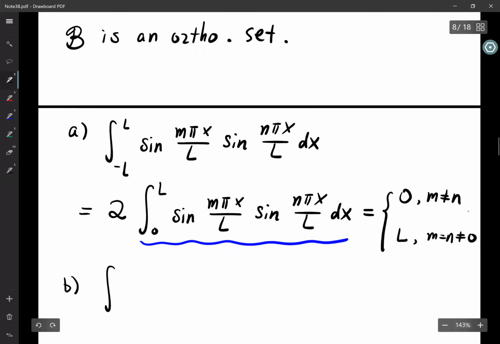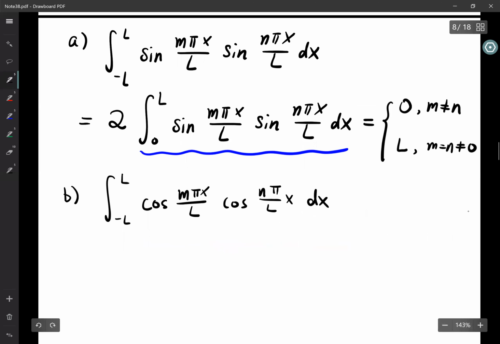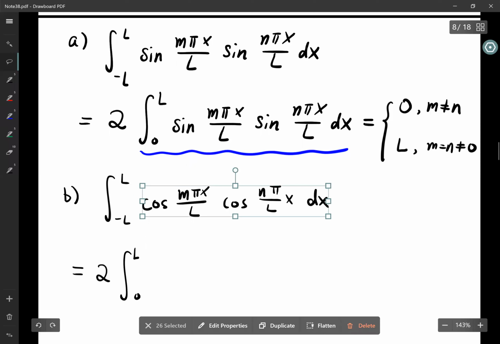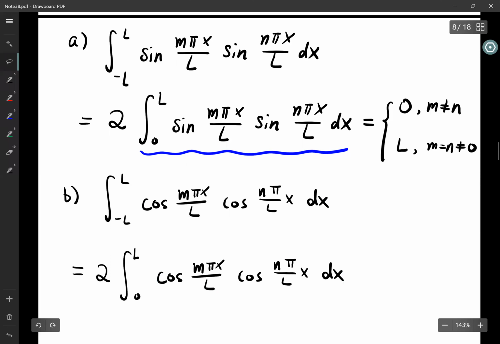The second part is, let's say I take cosine times cosine: cosine m pi x divided by L times cosine n pi x divided by L dx. So cosine is an even function. You put them together, this is still an even function. We do exactly the same trick, and you find that this one is really exactly the same thing as we did before.